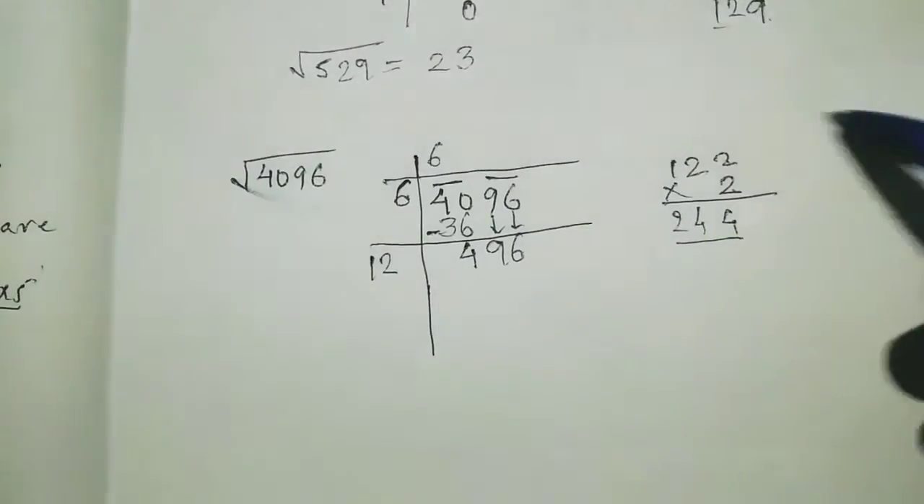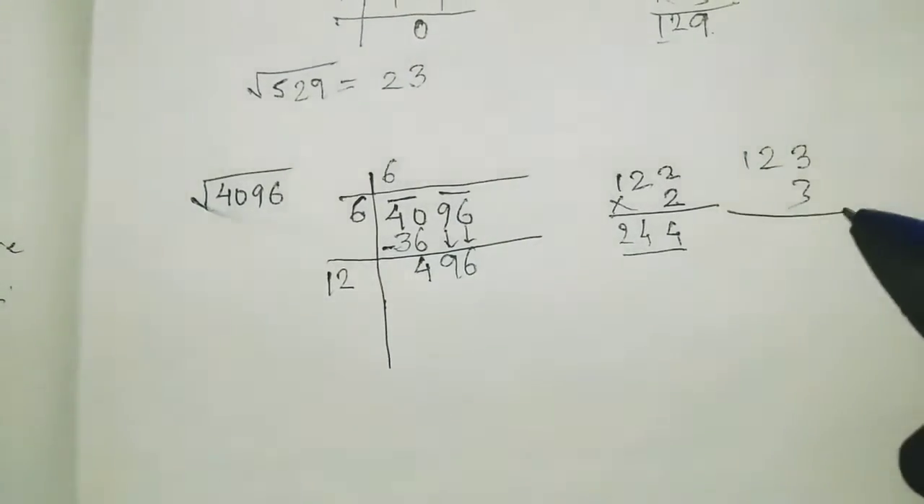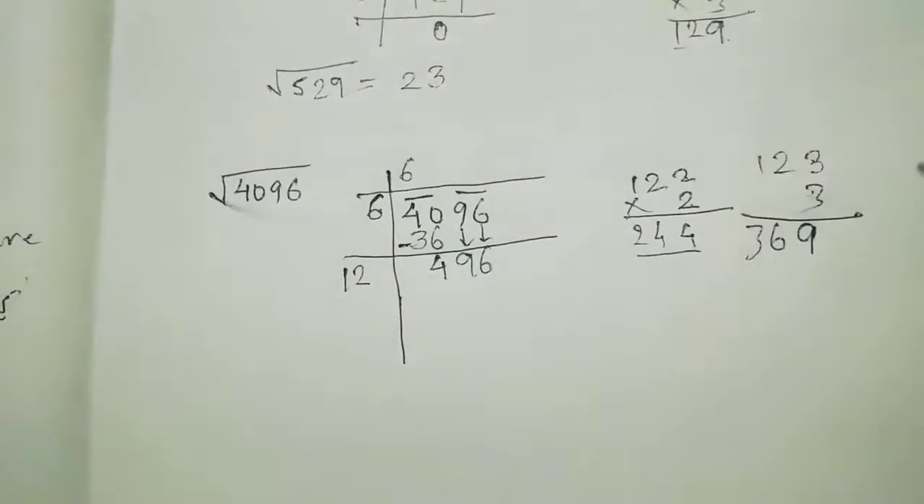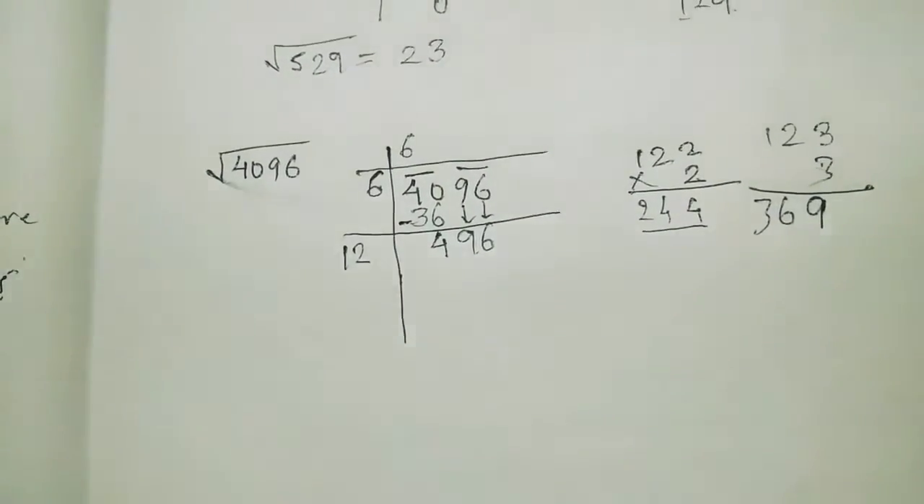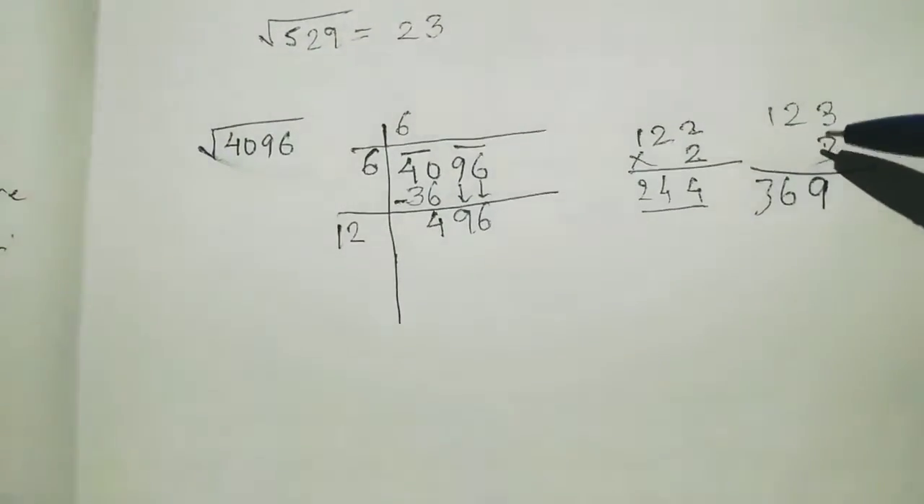Again we'll try with another number. Suppose here we will keep 3 and again 3. 3 3s are 9, 3 2s are 6, 3 1s are 3. Again it is not. So we have to keep on trying. This is called the trial and error method. We have to keep on trying by which number it will divide.